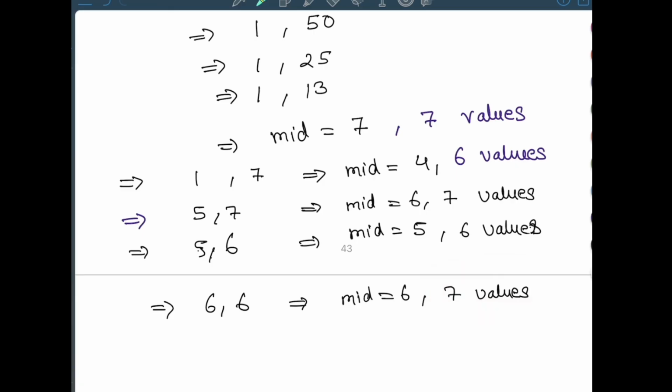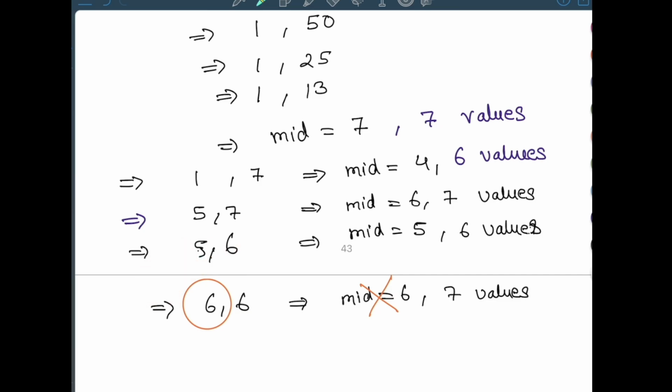And now you will see left is equal to right. We run the binary search till left is less than right. So we can stop here. And this is going to be our final answer. Not the mid, but this one, because this was the last increase we gave to our range. From 5, 6, we moved to 6, 6. This is going to store our answer.